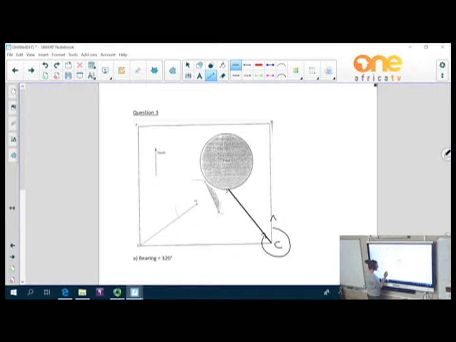Then she starts from D and walks for 80 meters on a bearing of 055, 55 degrees. So measure out 55 degrees, and then she walks 80 meters, which is 1 centimeter represents 10 meters. So this will be 8 centimeters, and mark the point. There's M where she walks to.